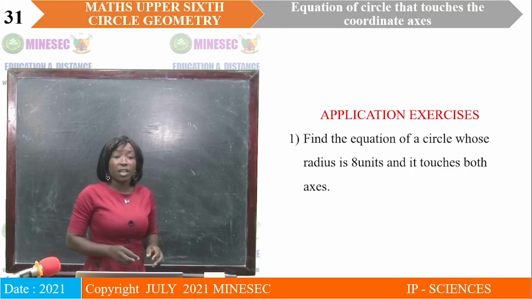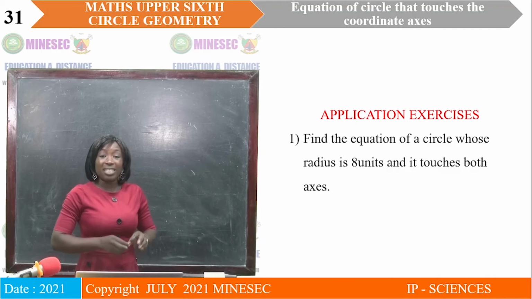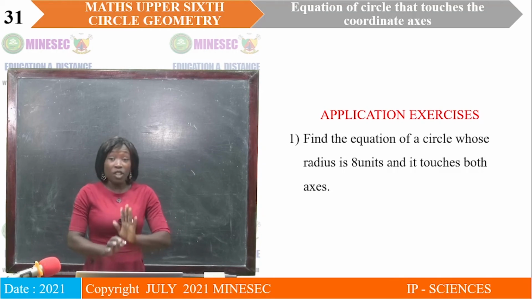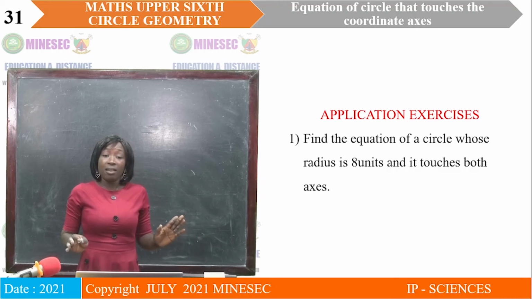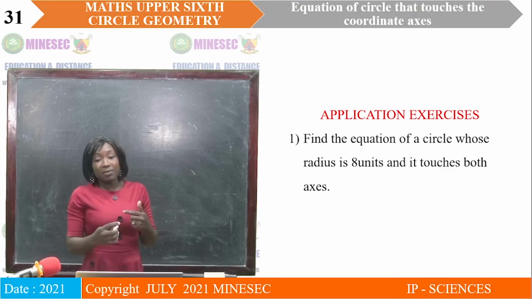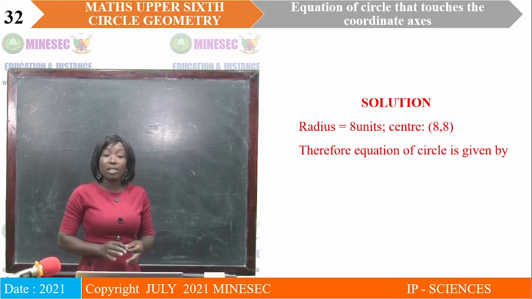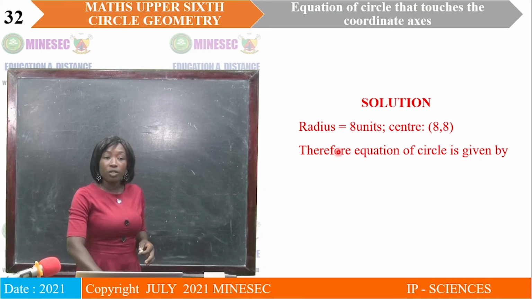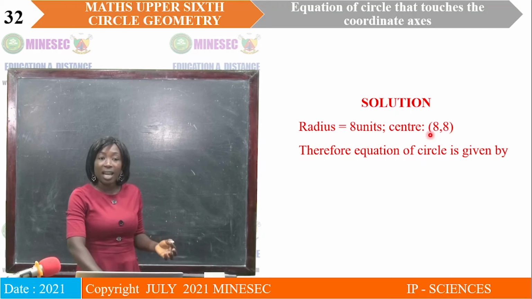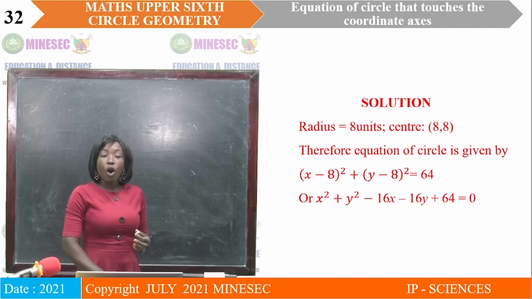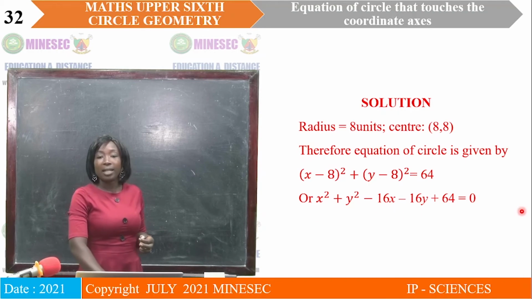Find the equation of a circle whose radius is 8 units. They are giving you the radius, 8 units, and it touches both axes. If it touches both axes, automatically the x value will be equal to the y value. Therefore, the center of that circle will simply be (8, 8) with radius 8 units. And so with the center and the radius, we can write the equation of the circle as (x − 8)² + (y − 8)² = 64, or in the general form like this.